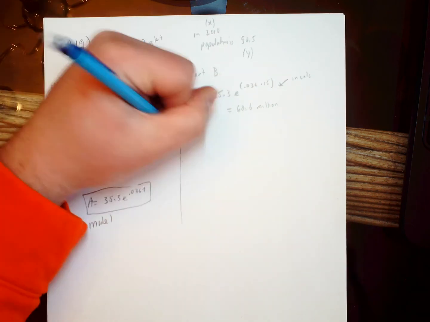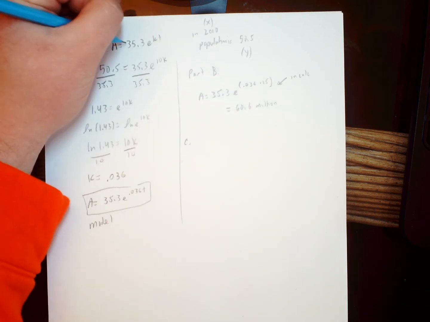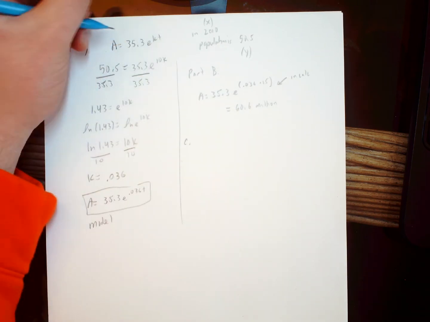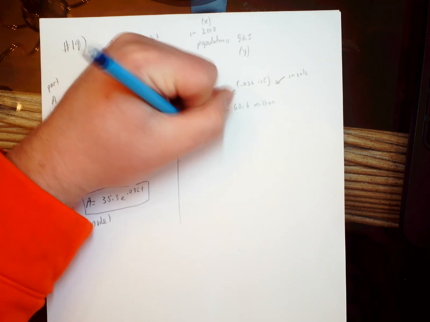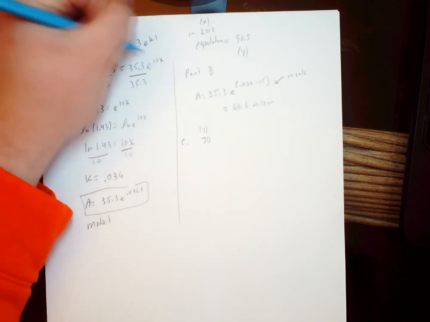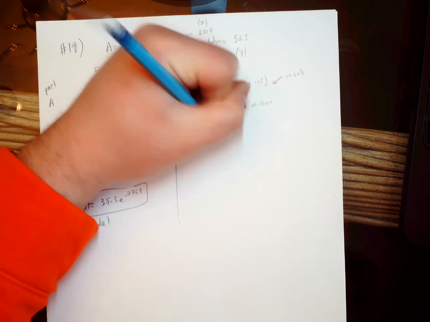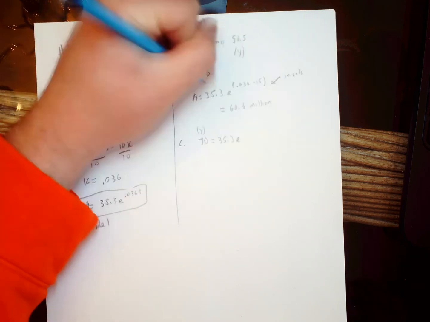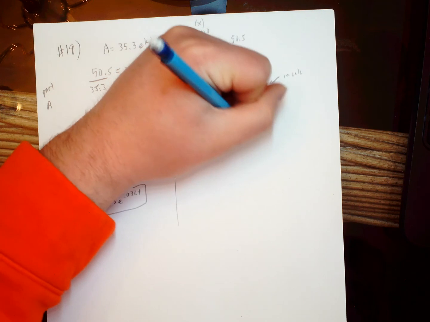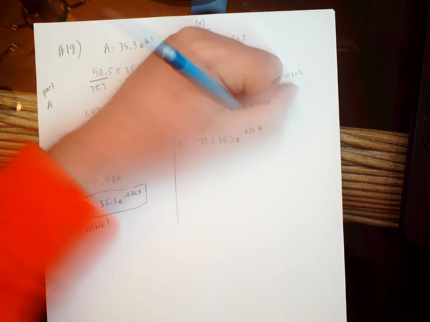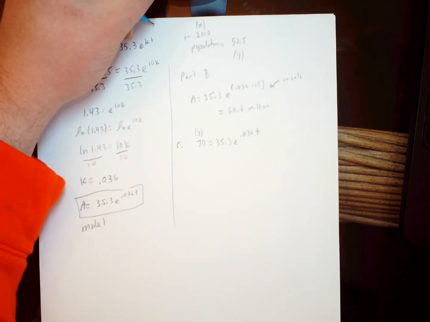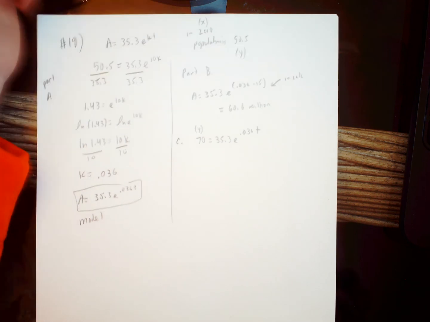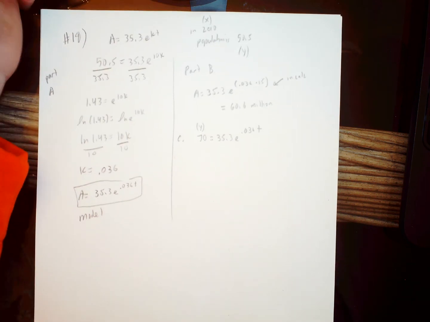Lastly, part C. It says in which year will the population reach 70 million? So now 70 million is like your Y value. So it's going to be 70 equals 35.3 e to the 0.036 t. Remember, we're solving for t because it says in what year.